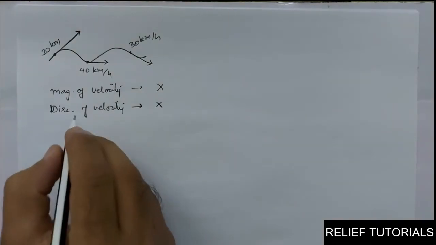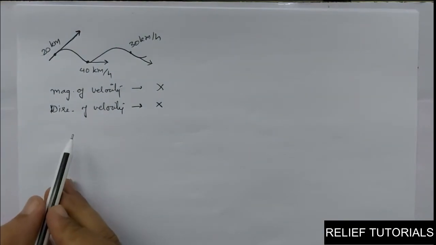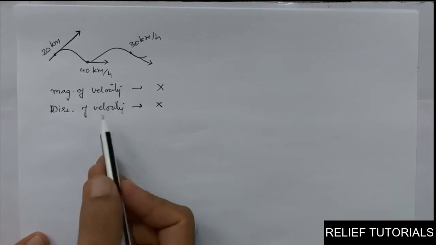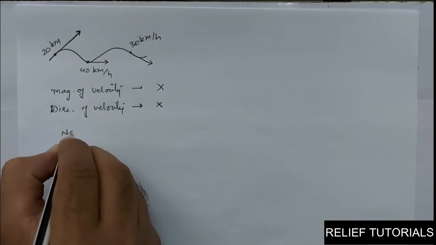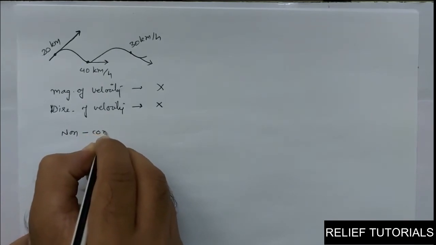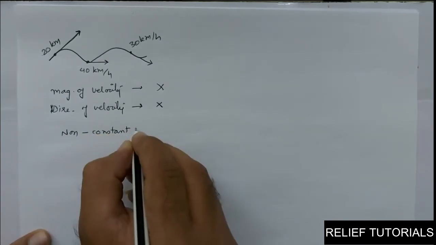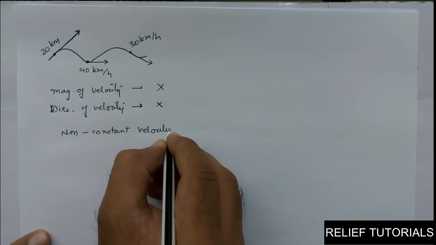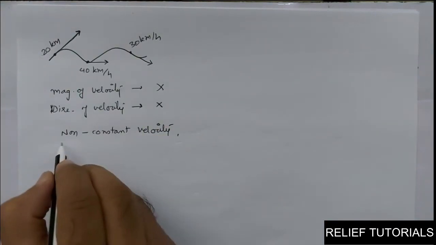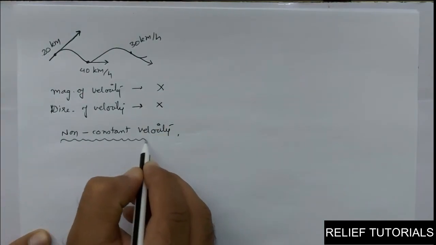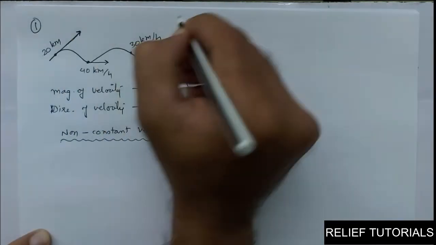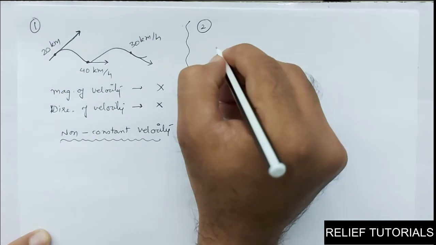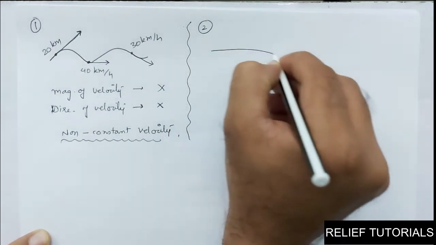So is this a constant velocity? Obviously not. Nothing is constant. So this is non-constant velocity motion. Okay, this example is over. Second example. Let us consider this type of path.